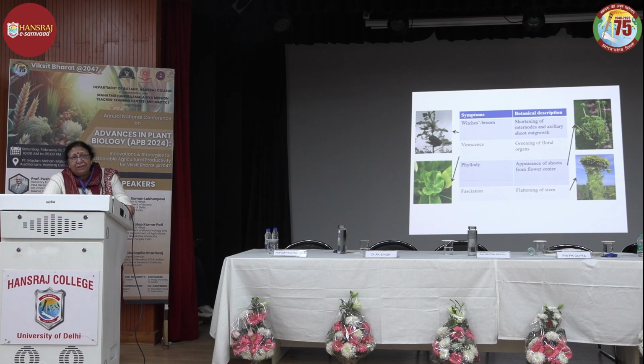Next, please. But as a botanist, coming from the plant background, we like to see it differently. What a plant pathologist calls witches' broom, a botanist will say shortening of internodes and excessive shoot outgrowth. What a plant pathologist will say virescence, I as a botanist would like to call greening of the flowers or the floral buds. Similarly, phyllody is a very common disease for a plant pathologist, but as a botanist, we like to say the appearance of shoots from within the flowers. Similarly, fasciation, when the stem becomes dorsoventrally flattened, a pathologist calls it fasciation. For us, it's a very abnormal stem development, which normally doesn't happen in plants.